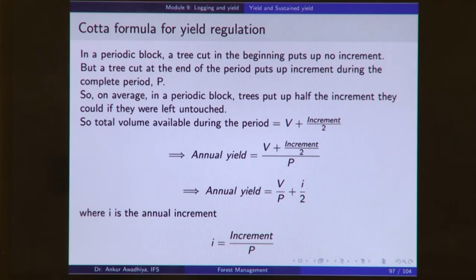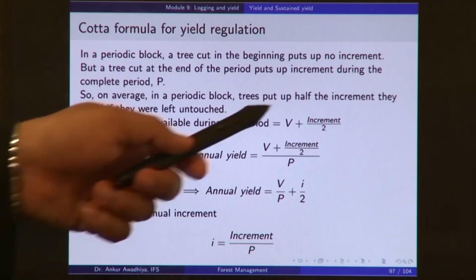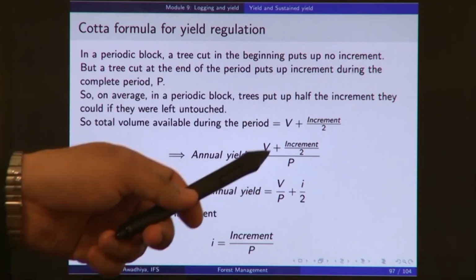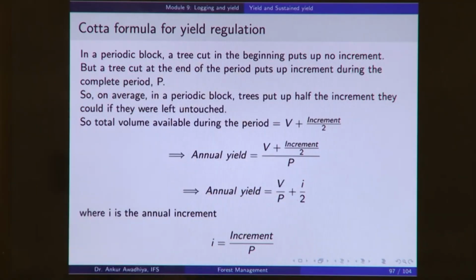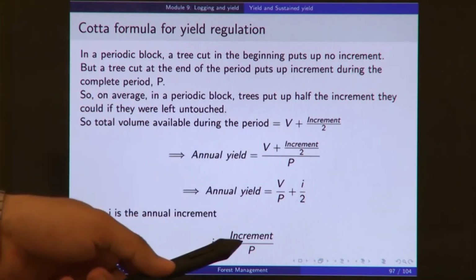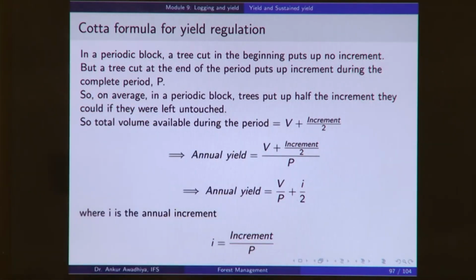You are taking this half because some trees will be cut during the beginning of the periodic block period, and some trees will be cut at the end of it. Now, the annual yield will be given by this volume divided by period P. So, this comes to be V by P plus I by 2, where small I is the annual increment, which is this total increment divided by P. This total increment was coming up in P years. So, you have V by P plus I by 2 as the annual yield.